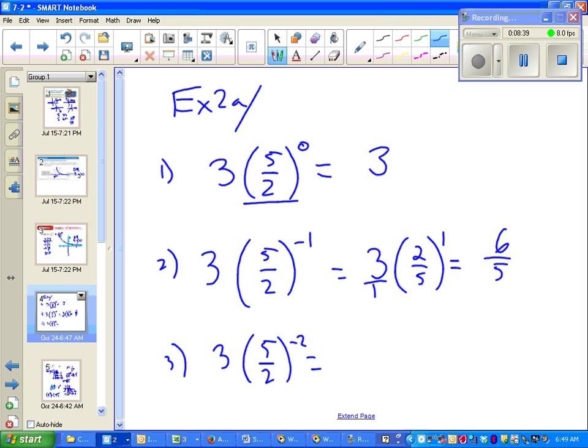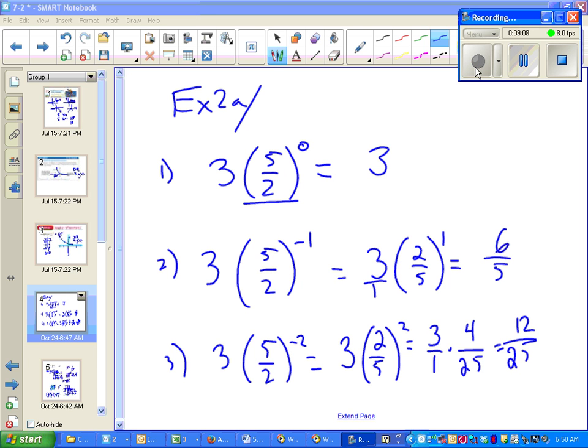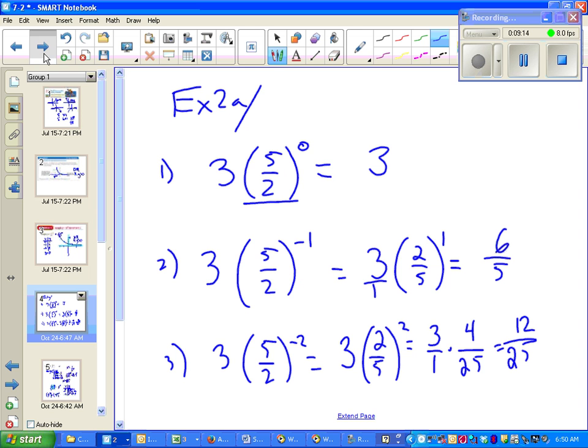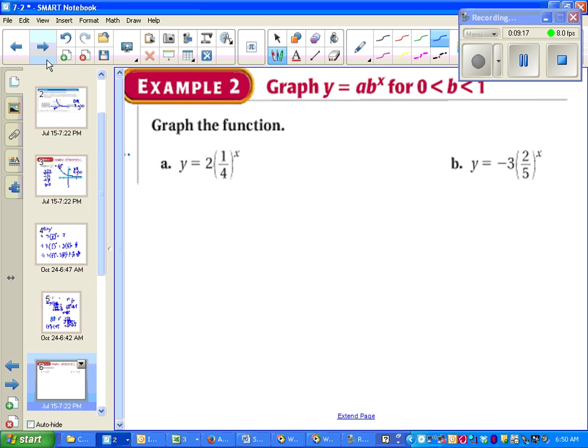Once again, we have a negative exponent, so we flip the fraction. 3 is really 3 over 1 times 2 squared is 4, 5 squared is 25. And we get 12 over 25. These fraction skills are going to be relevant in the next example. So once again, we look at a couple problems without a shift. Remember, if we had a shift, we'd see something like a negative 2 plus 4 or something similar. We'll see that in the next example.